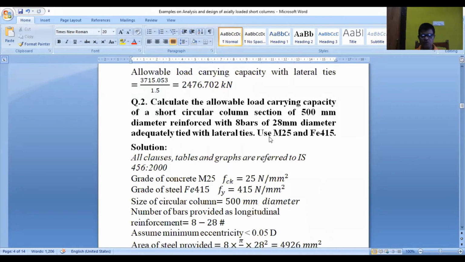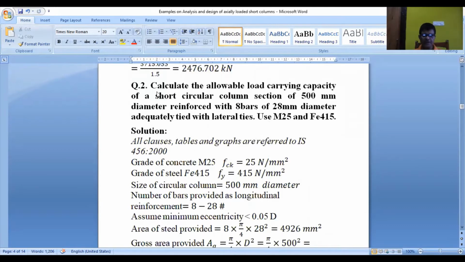And question number 2. In question number 2, what is given? Calculate the allowable load carrying capacity of a short circular column. Because a column may be short or may be long, this is for the short columns. It must be given in the question that it is a short column, or you can find it if the effective length is given: effective length by least lateral dimension should be less than 12. Now the section is 500 millimeter diameter. Reinforcement is 8 bars of 20 mm, and the lateral tie.